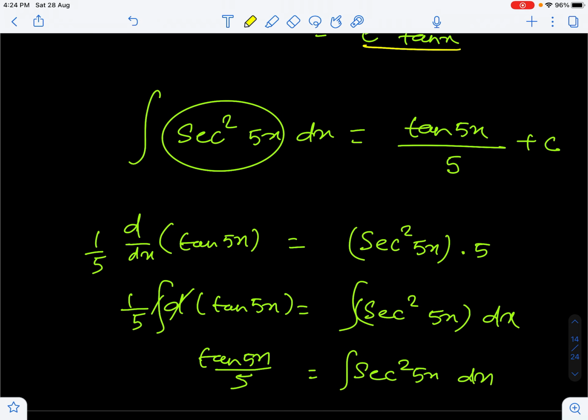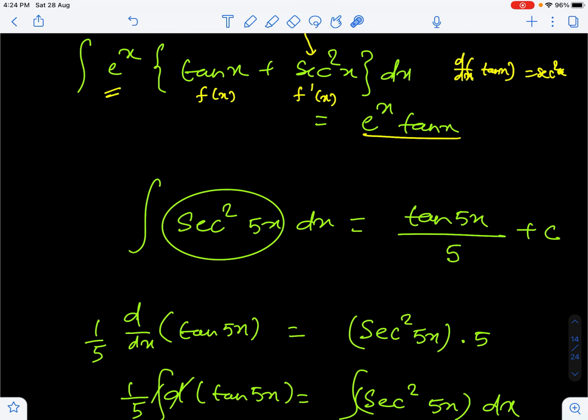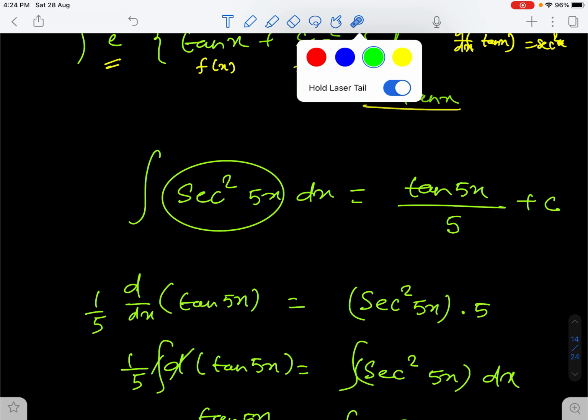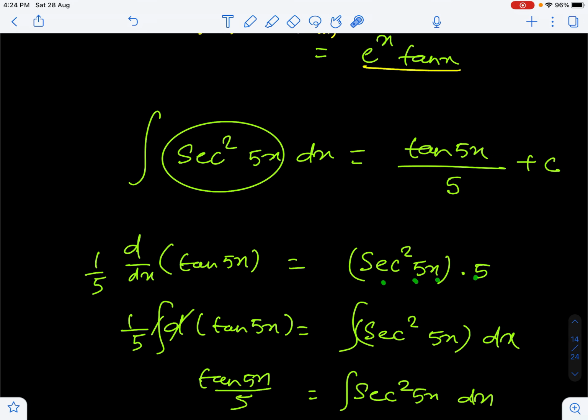So guys, then we have to remember some concepts, like sec square 5x dx. The integration will be: you should first integrate sec square theta, that is tan theta, and whatever coefficient is multiplied, you will divide by it like this. So actually I gave the logic behind this. You know that the differentiation of tan 5x is sec square 5x into 5. So sec square 5x into 5, you can write that.